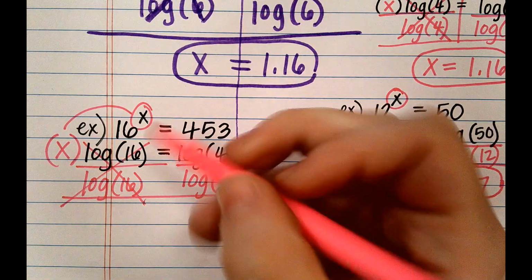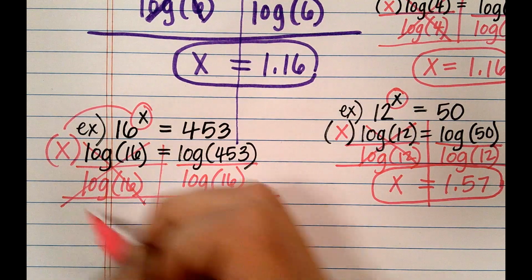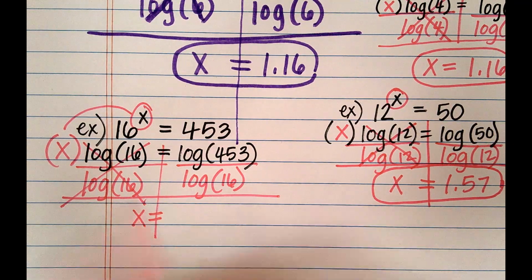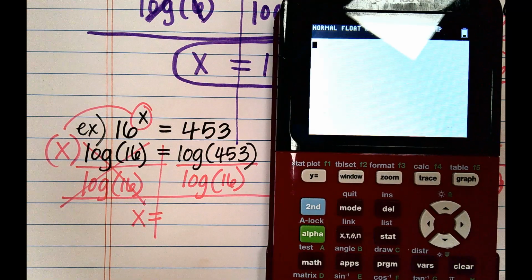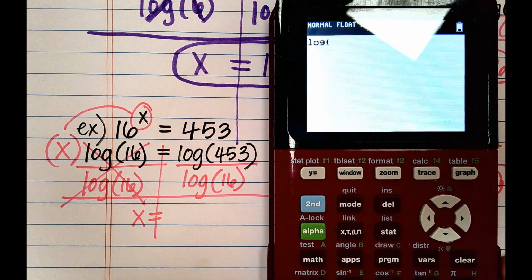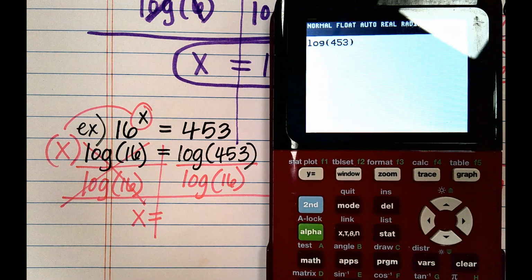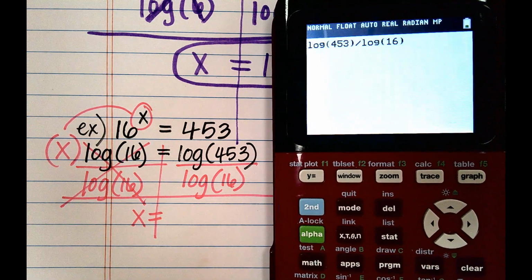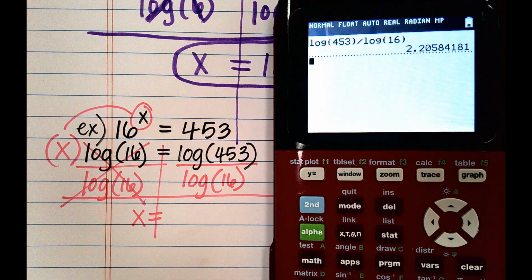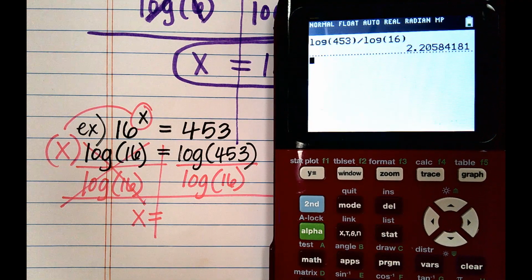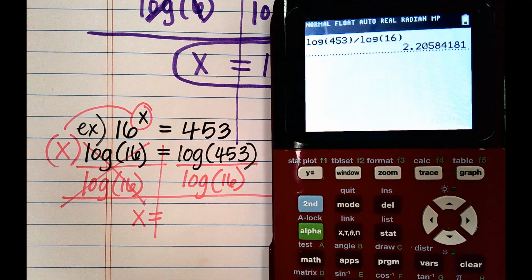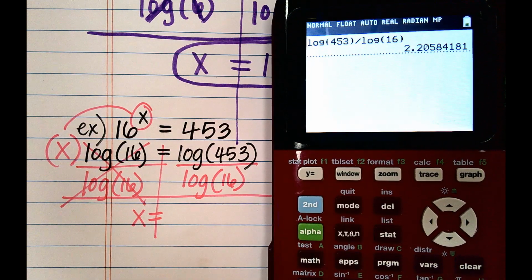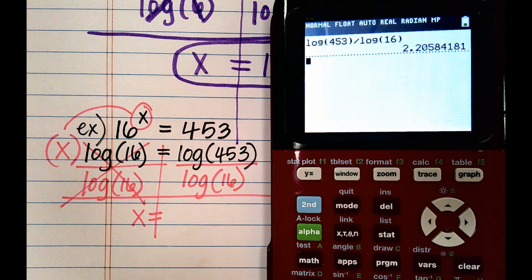Good. X equals 2.20. Okay, bring down my x equals, you said 2.20. Let me type it in. Log of 453, close parenthesis, divided by log 16, enter. Yep, 2.20584181.